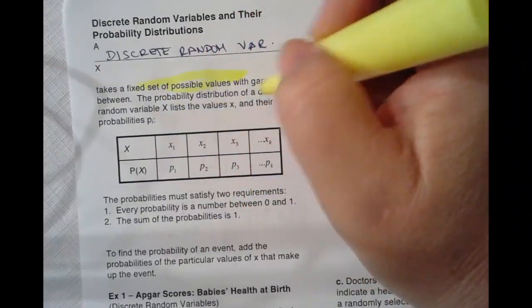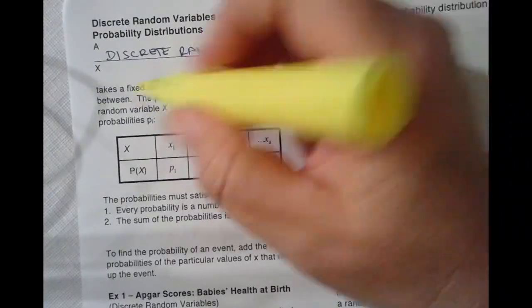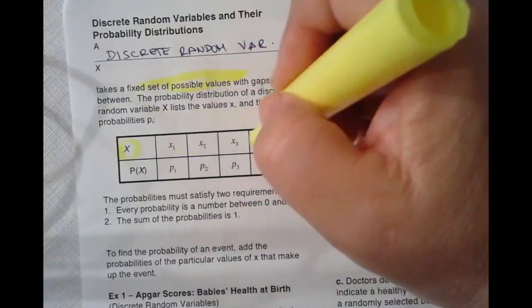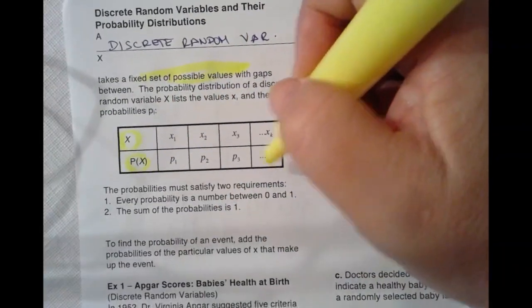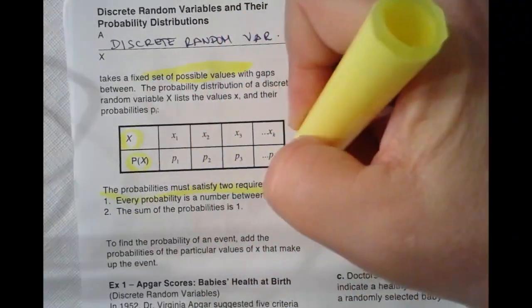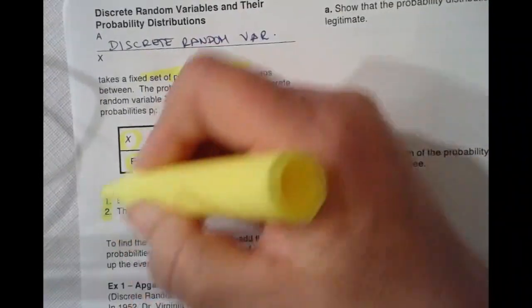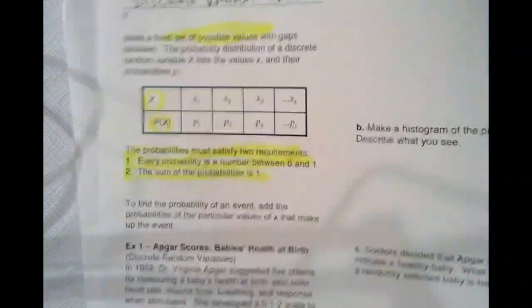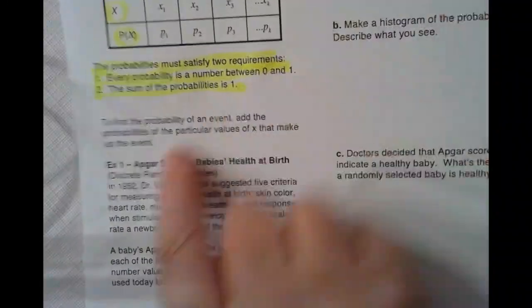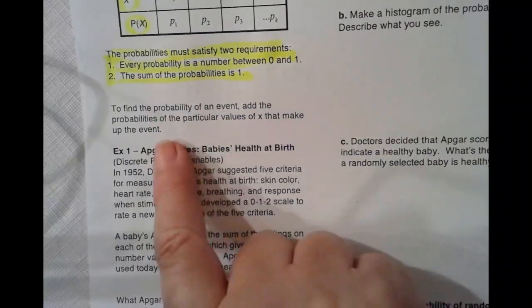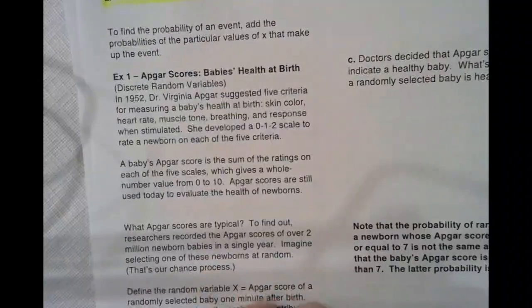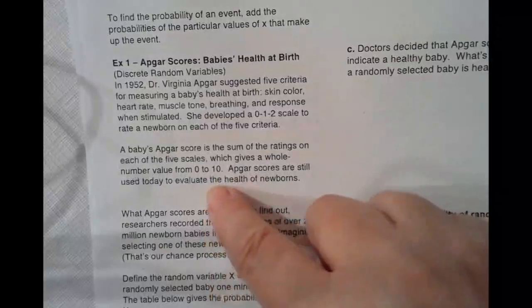The probability distribution of a discrete random variable lists the values and their probabilities. Notice that notation: the probability is written P of x, and then P1 through Pk. The probabilities must satisfy two requirements. So here are your two requirements. You always have to verify that those two rules are satisfied. To find the probability of an event, we add the probabilities of particular values of x that made up that event. So the first example, we're going to talk about Apgar scores of a health at birth.